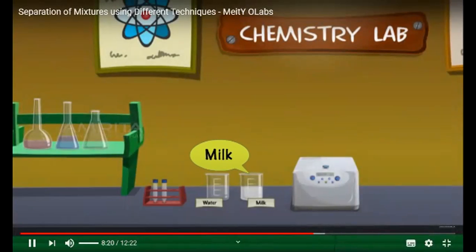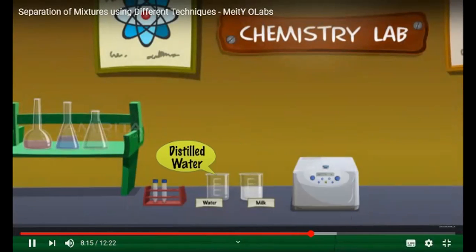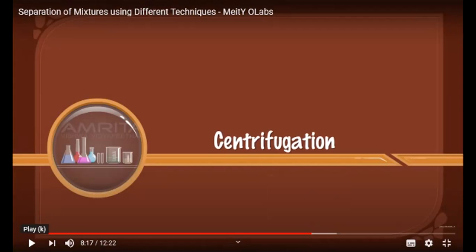We require milk, distilled water, centrifugation. So this one is another technique, and this is called the centrifugation. Actually, I have talked about all these techniques in the previous lecture, and it's better to understand by visualizing all these videos.